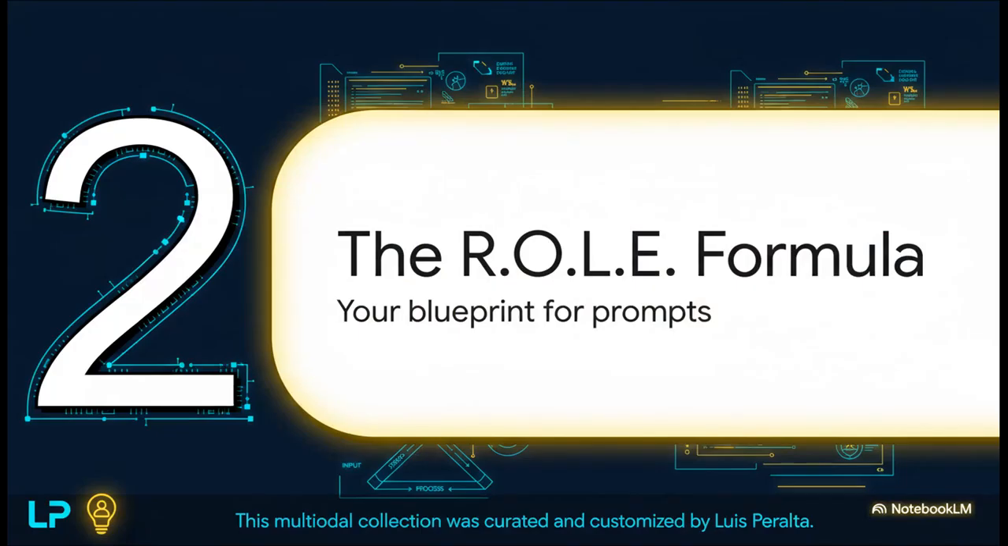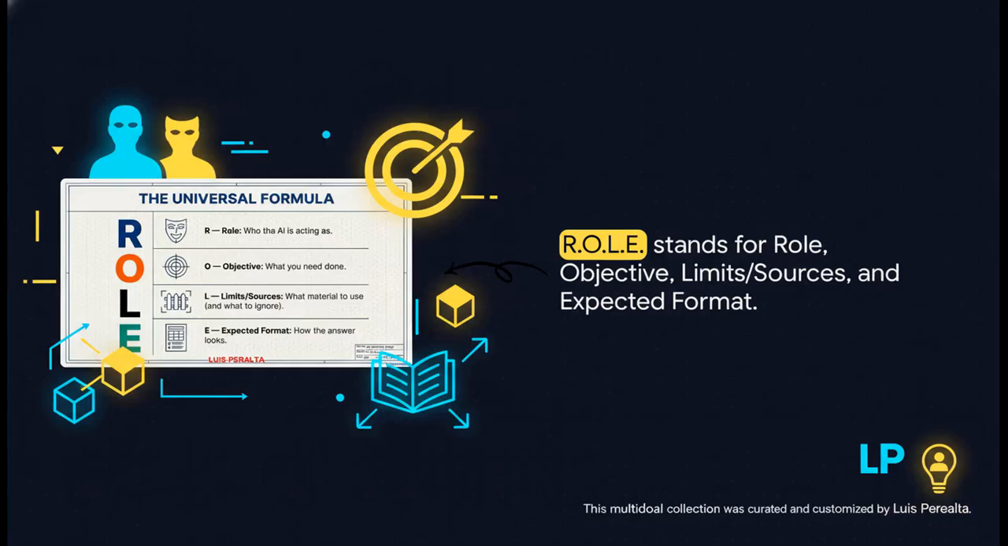Now, how do you juggle all 5 of those variables every single time without it feeling like a ton of work? Well, that's where this awesome, easy-to-remember framework comes in, the ROLE formula. This is your blueprint. This is how you build prompts that actually work. And here it is. R is for role. Who should the AI act as? A university professor? A skeptical colleague? O is for objective. What specifically do you need it to do? L is for limits or sources. What's the sandlot it has to play in? And E is for expected format. How do you want the answer to look? A table? Bullet points? A paragraph?